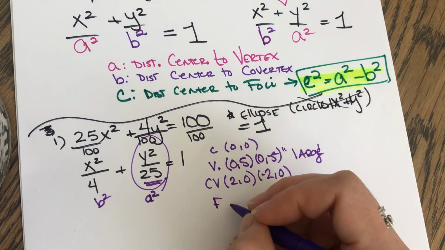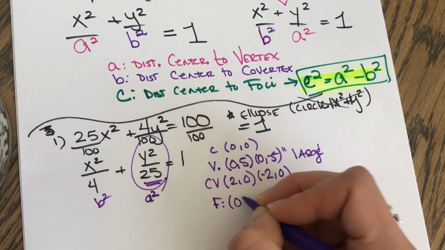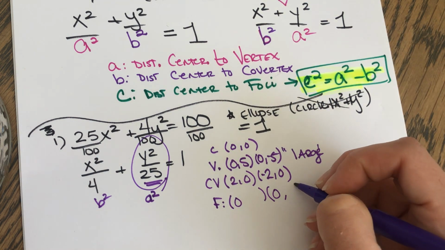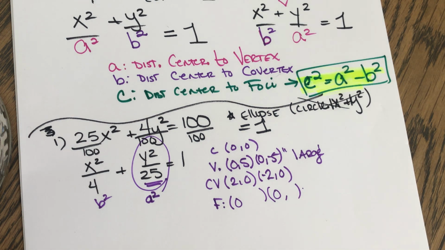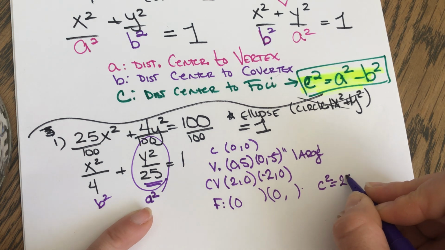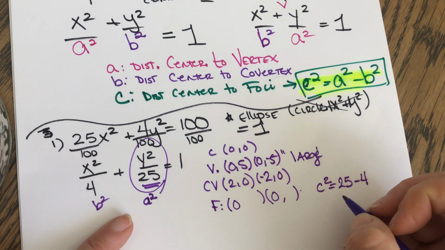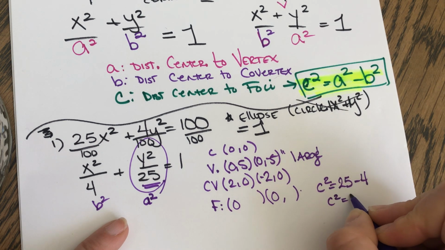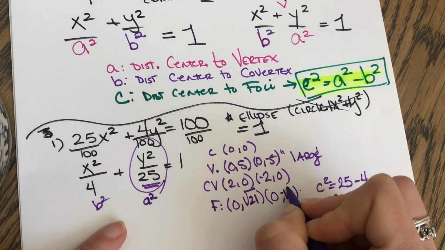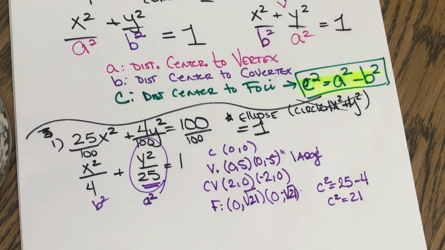And then your foci, well, the foci, we all know it follows your vertices. You should know that from the other one. I'm not writing that again. Foci always follows the vertices, and we sit here and find it. So we take your a squared minus your b squared. C squared equals 21. So c equals root 21 and negative root 21. So that should be fine.